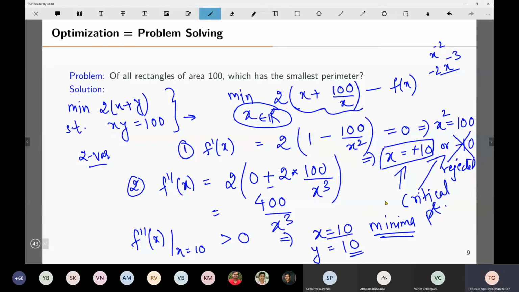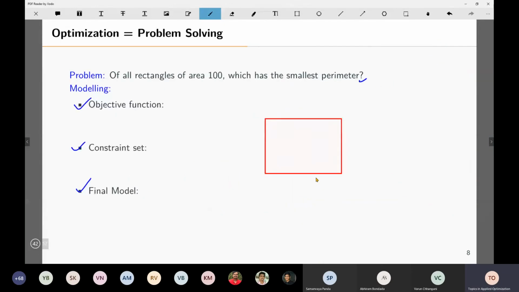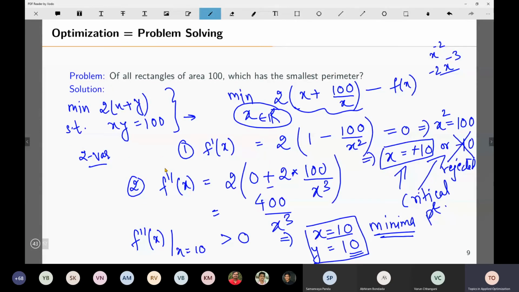So what this says is that for all possible rectangles of a certain area, the square, because x is equal to y now, has the least perimeter. Square has the least perimeter. So I hope you can fill in this question about what is the objective function. We derived this constraint set. What was the constraint set, and what was the final model that you derived? All these answers are here.